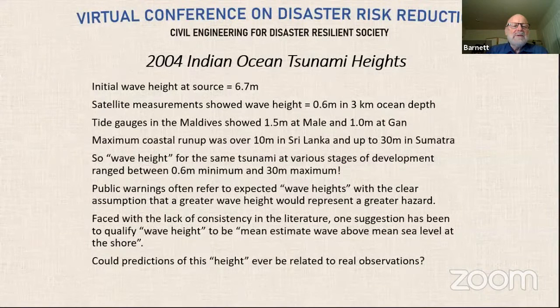Public warnings often refer to expected wave heights with a clear assumption that a greater wave height would represent a greater hazard. But if there's no consistent definition of what a wave height means or where it applies, one suggestion has been to take the wave height as being the wave above mean sea level at the shore. But could predictions of a height defined that way ever be related to real observations? Next, please.